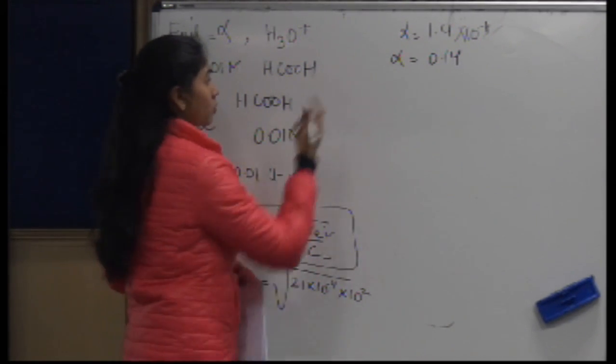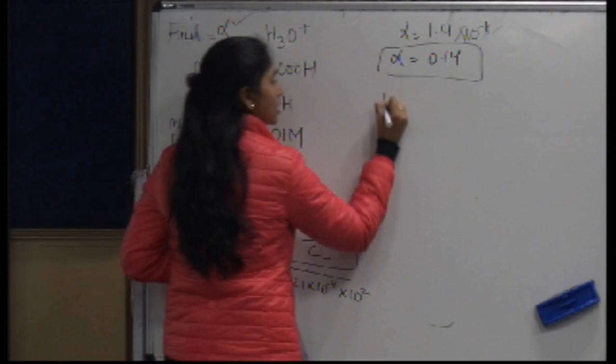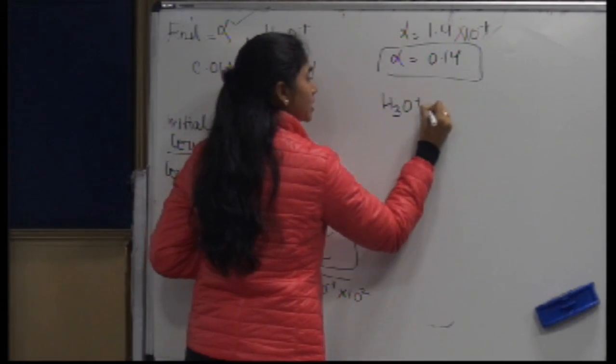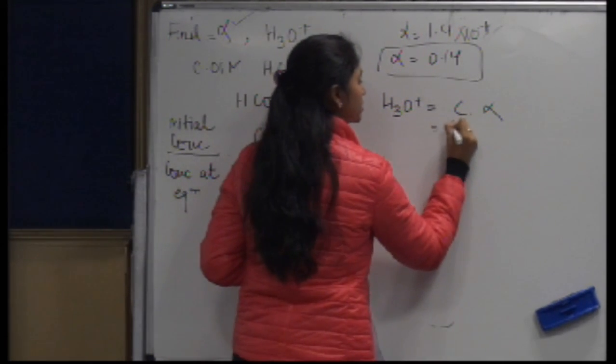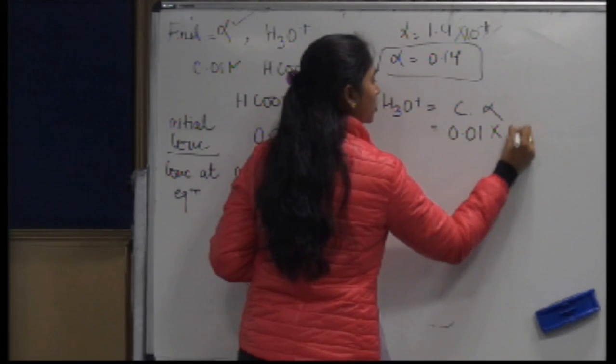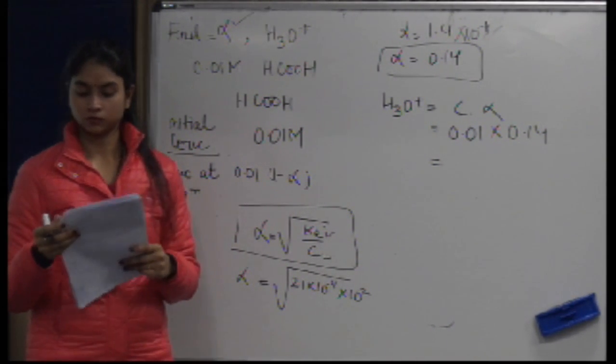Now the next thing you were supposed to calculate. We are done with this. Hydrogen ion concentration. Hydrogen ion concentration at equilibrium is nothing but C into alpha. Concentration is 0.01 into 0.14. बताओ कितना आएगा? 0.00... Simple multiplication, and this would be in moles per liter.